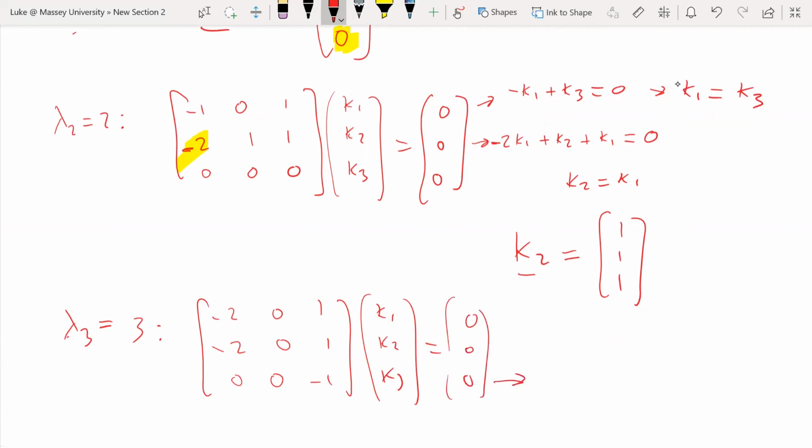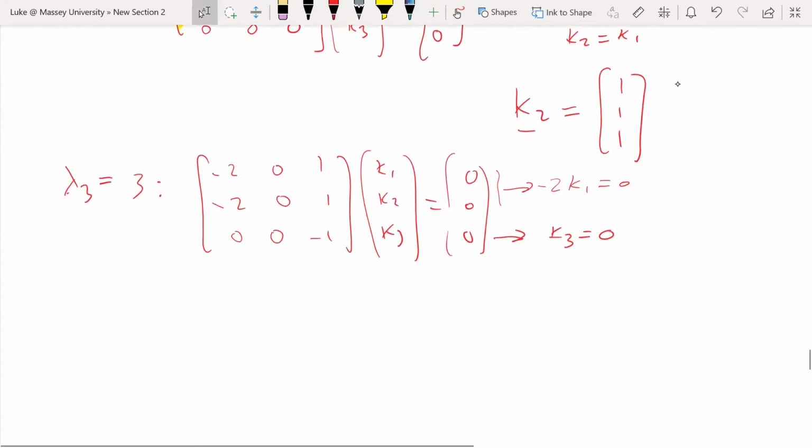Again, this bottom line here is telling us that k3 equals 0. What else? This top line here. In fact, both these two lines here are telling me that -2 times k1 plus k3 is 0, right? So k1 equals 0 as well. It doesn't tell us anything about k2, so k2 can be anything. So let's take our third eigenvector to be 0, 1, 0.